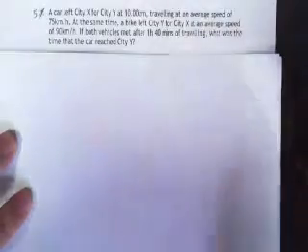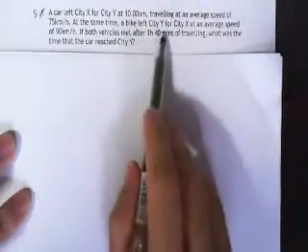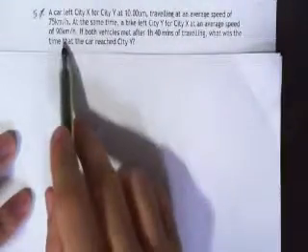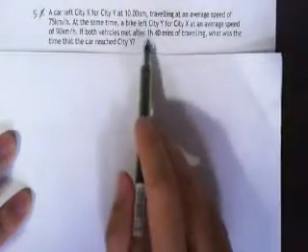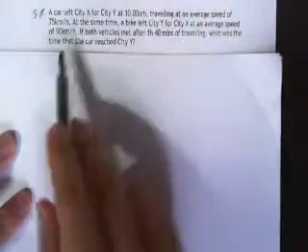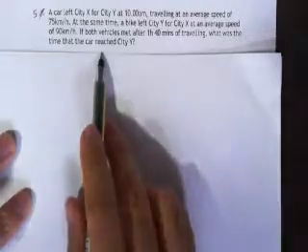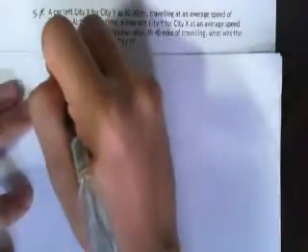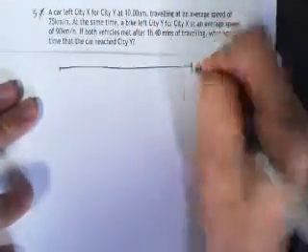Okay, this is Maths set 4, question 5. A car left city X for city Y at 10 AM, traveling at an average speed of 75 km per hour. At the same time, a bike left city Y for city X at an average speed of 90 km per hour. If both vehicles met after 1 hour 40 minutes of traveling, what was the time that the car reached city X? In all speed questions, we always draw our distance timeline.